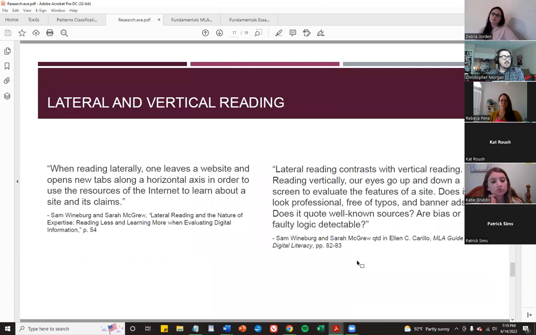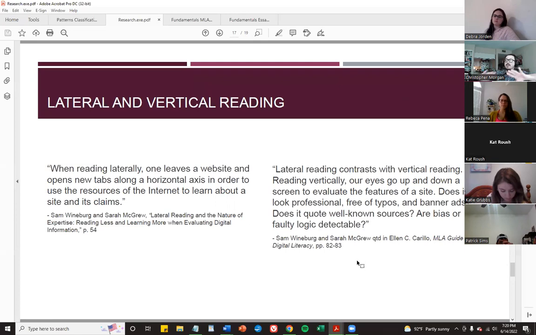And that's what I mentioned a little bit earlier about lateral versus vertical reading. When we read laterally, one leaves a website. You open up new tabs along a horizontal axis, so you use the resources of the internet to learn about a site and its claims. Whereas vertical reading is just top to bottom, staying on the same website, staying in the silo. There are benefits to reading vertically, right? There's a lot going on a particular page that you can glean from that page. But moving away from it might give you a broader perspective on how this website fits into the larger discourse that you might not be able to get through the website.